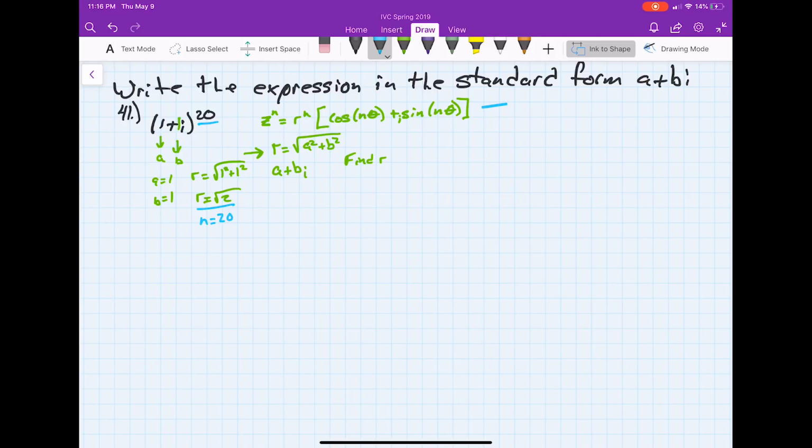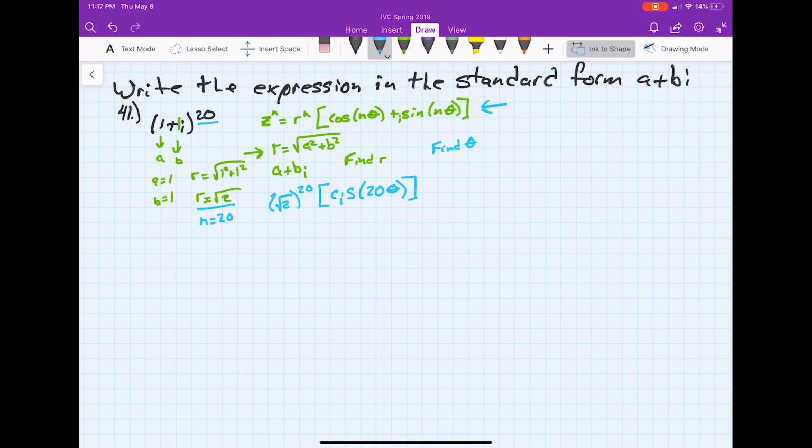So now we have a little bit more, so we can plug things into this formula here. Since we know what the r and the n are, the r is the square root of 2, and that is going to be to the power of 20. And cis is going to be 20 times theta. Now we need to figure out what theta is.